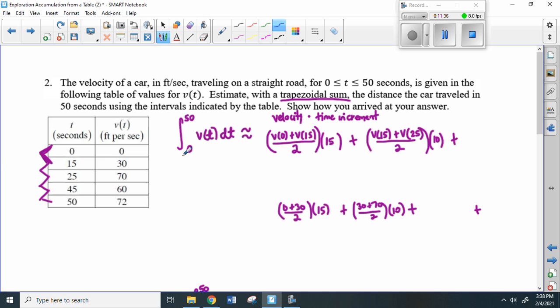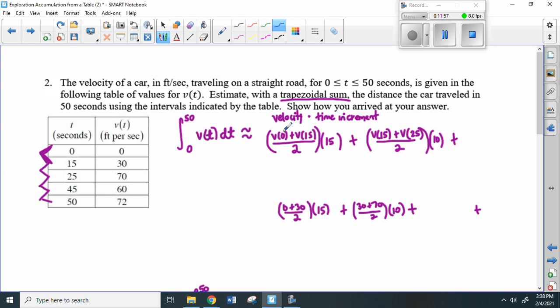It's given in the following table. Estimate with a trapezoidal sum the distance the car traveled in 50 seconds using the intervals indicated by the table. So this time we're not actually drawing a picture of it, but we are essentially creating trapezoids, which is the same thing as average velocity, okay?